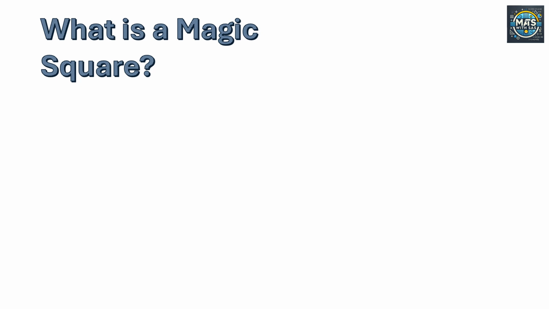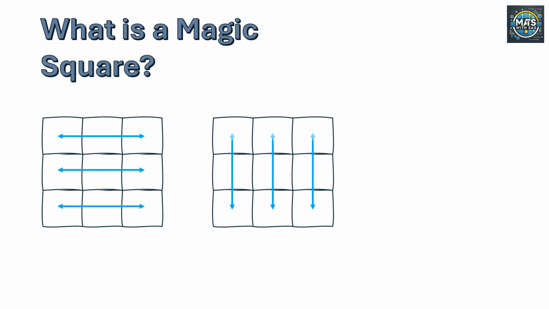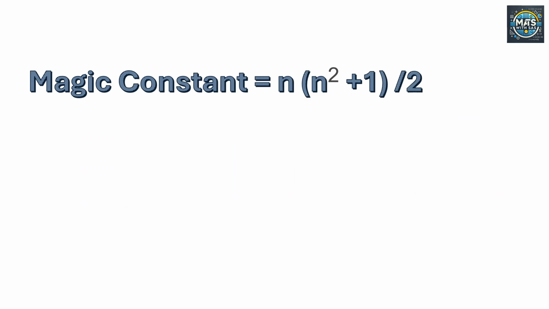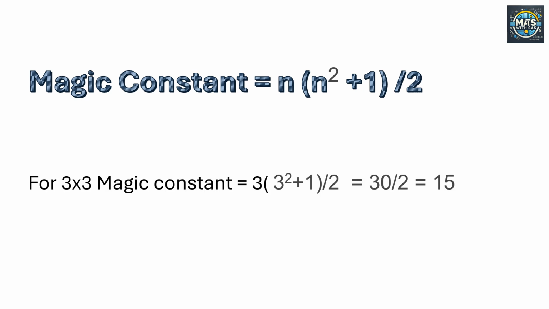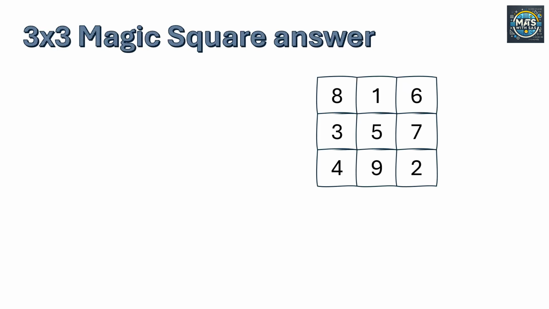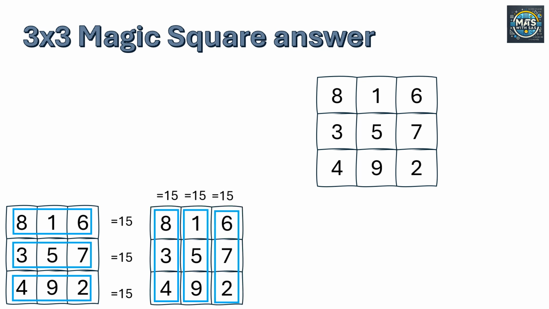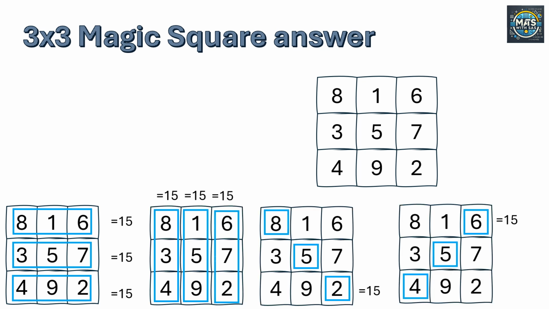In a magic square, every row, column, and diagonal adds up to the same number. This is called the magic constant, and it can be calculated using this formula. Magic constant equals n times (n squared plus 1), divided by 2. For a 3 by 3 magic square, we get 15. So, for a 3 by 3 magic square, every row, column, and diagonal must sum to 15. So this is the answer for the 3 by 3 magic square, where every row sums to 15, every column sums to 15, and both diagonals sum to 15.